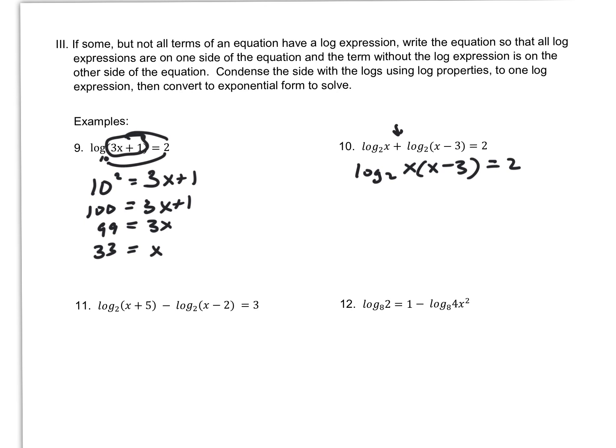So now that I've got a single logarithm on one side and a number on the other, or it could be a variable, I'm going to rewrite in exponential form. My base is 2, my exponent is 2, and that's going to equal the x times the x minus 3. I'm going to go ahead and distribute that x. I could have done it before rewriting in exponential form. Oh, I have a quadratic now. What is 2 squared? 2 squared is 4.